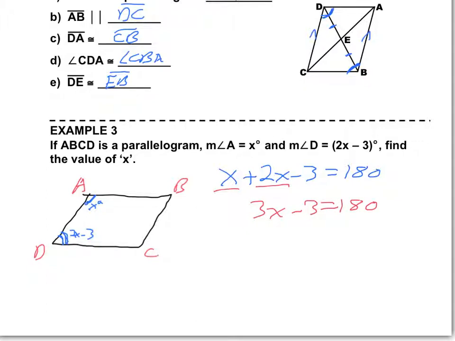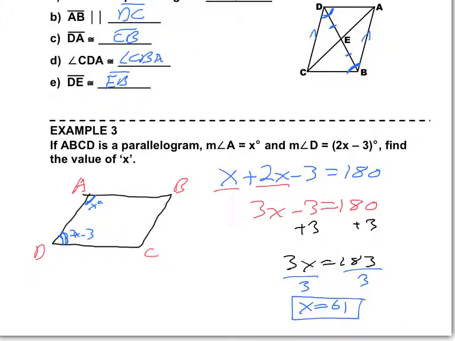We do our next step, which is to add 3 to get rid of the minus 3. This makes 3x equals 183. And last but not least, we divide by 3, and we get that x equals 61. So our x in this problem is 61.